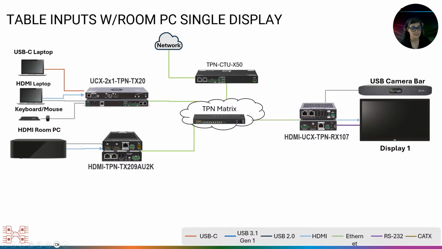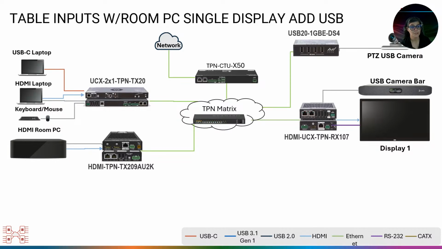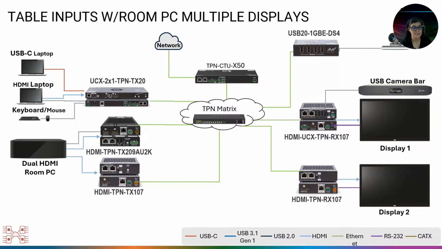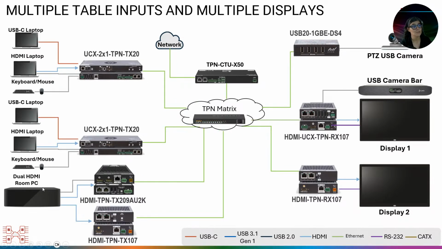So let's make this a little bit more complicated. Now let's take this same setup, but you'll see here we added an extender over here and then a PTZ cam. And we can just keep adding on to this system and make it as difficult as we want. So in this scenario, we've got dual HDMI room PCs. We've got multiple different displays. We've got our PTZ cam over here. We can just keep going and keep building and making these rooms more and more complex and basically create any type of room you could possibly want to create.